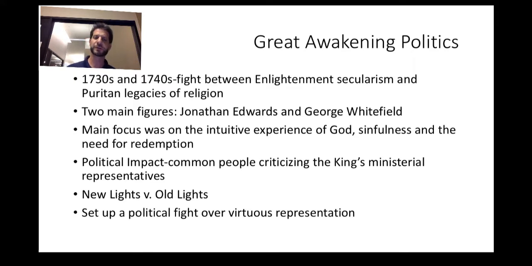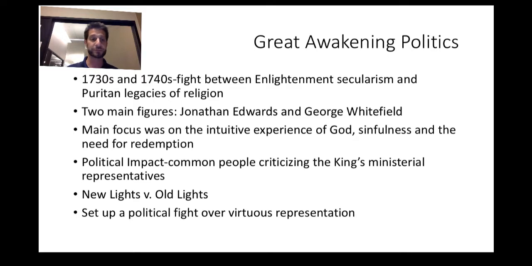Well, along comes two big Protestant ministers, Jonathan Edwards and George Whitefield, and they say, no, wait a minute, we've gone off the reservation with that one. The main focus for us as people who are of religion, and really Puritan children, is the notion of the intuitive experience of God, that through our emotional experience we can come to know God, and through that experience we can know that we are sinful, we are fallen, and we need His redemption.